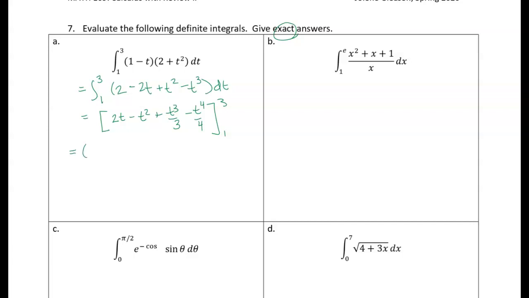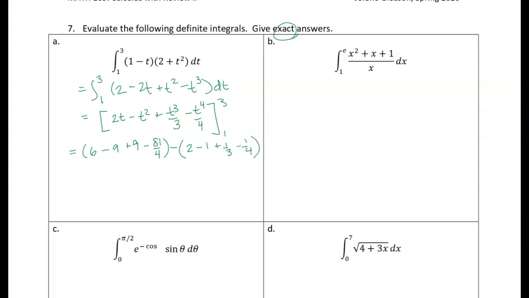So let's write this out. We're going to evaluate this antiderivative at 3 and then subtract the antiderivative at 1. So let's plug in 3. 3 times 2 is 6, minus 3 squared, which is 9. And then if we plug in 3 here, we'll get 9 again, minus 81 over 4. And minus, now we're going to evaluate it at 1. So plug in 1 and we're going to get 2 minus 1 plus 1/3 minus 1/4.